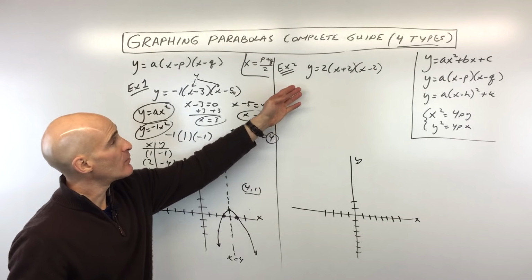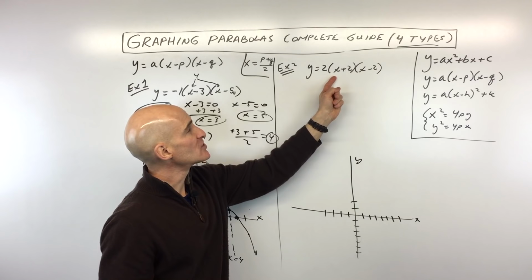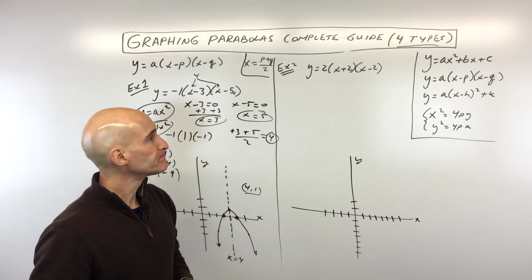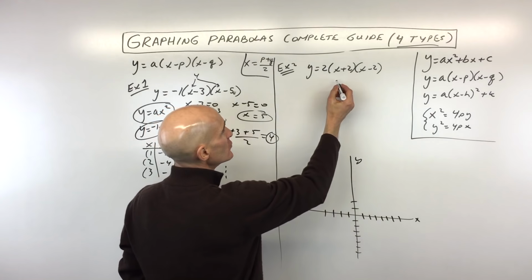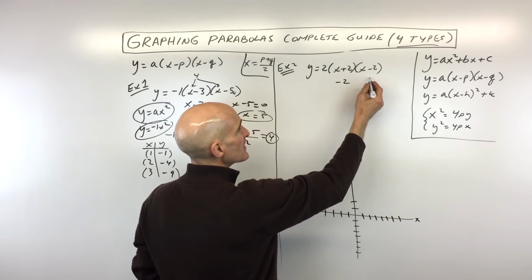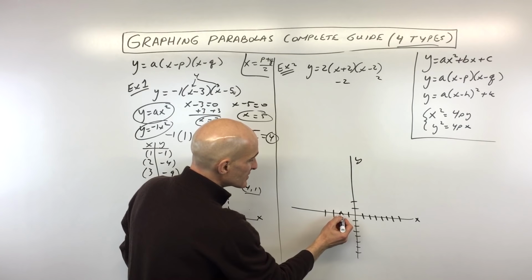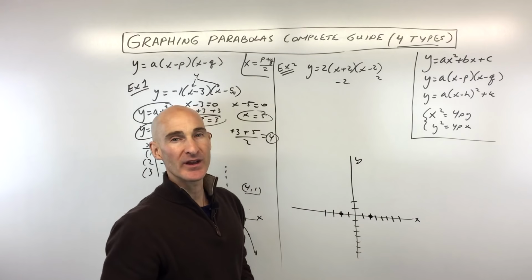Let's try another one. See if you can pause the video and do this one on your own to check your understanding. So we've got y equals 2 times x plus 2 times x minus 2. Okay, so what do you think? Well, remember, the first thing is to set these factors equal to 0. So if we do that, x plus 2 equals 0, that would be negative 2. X minus 2, set that to 0, add 2 to the other side, that's going to be positive 2. So that means it's going to be crossing the x-axis here at negative 2 and positive 2.